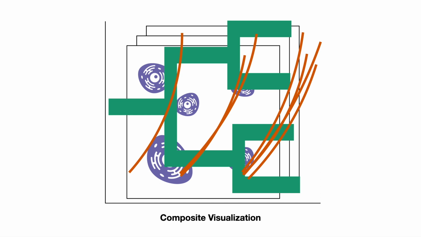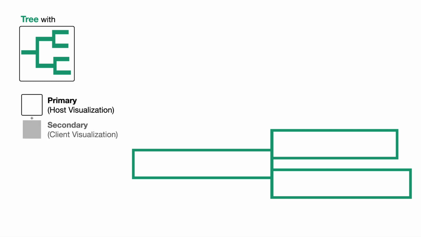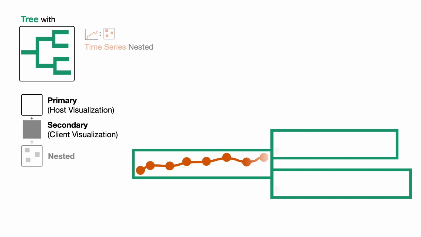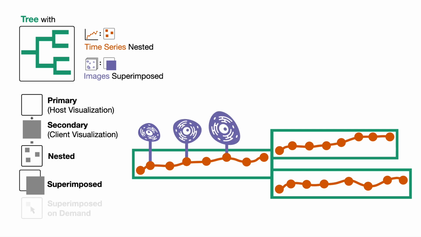But how do we actually combine these disparate types into a seamless visualization? Let's look at our first composite visualization to explain our design principles. Here we select trees as the primary data type, which we show in a node link representation. This visualization will then host our secondary data types. We can then choose a composition technique to embed the client visualization. In this case, we nest the time series data inside each node. Alternatively, for images, we superimpose them along the nodes automatically and on demand.